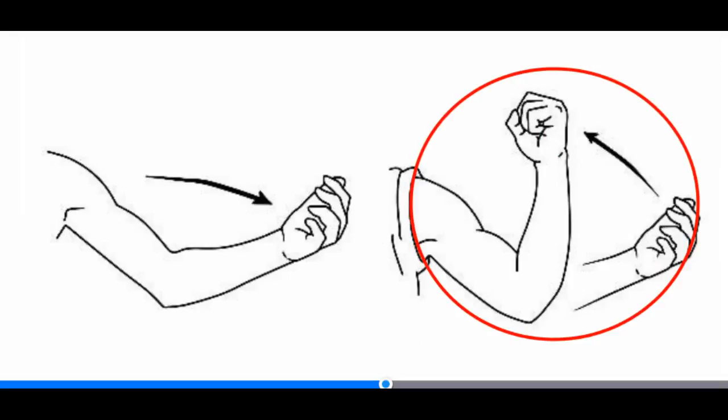Extension is the opposite action to flexion. Extension involves widening an angle between two bones. Bicep curls require elbow extension during the down phase.